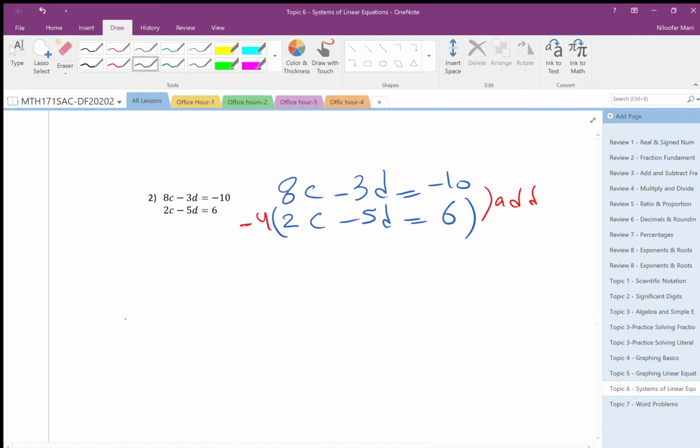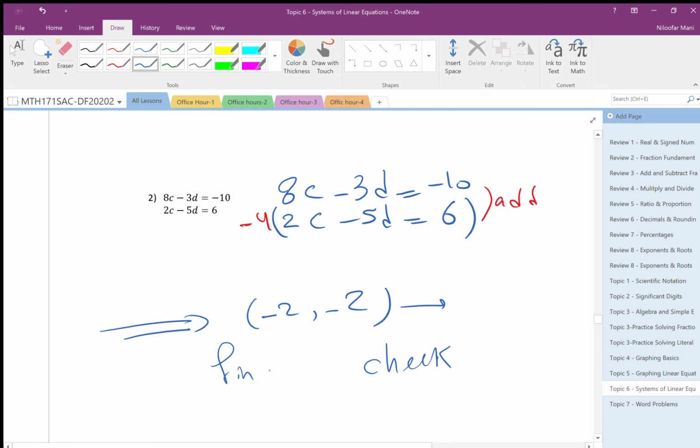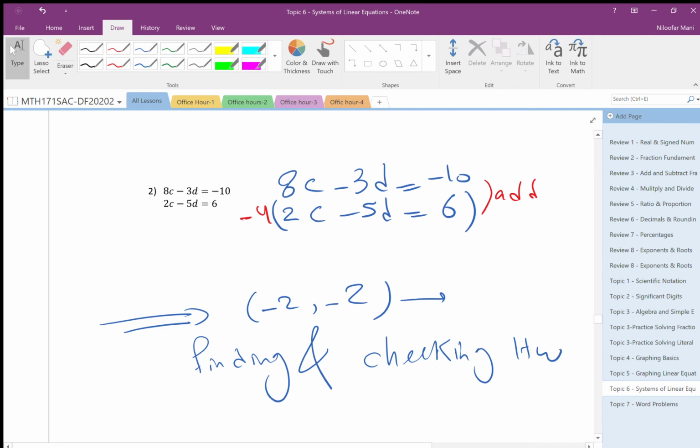Then when I do that, I see the answer is minus 2 and minus 2, and make sure to check. Finding the answer and checking is homework. Make sure to do it.